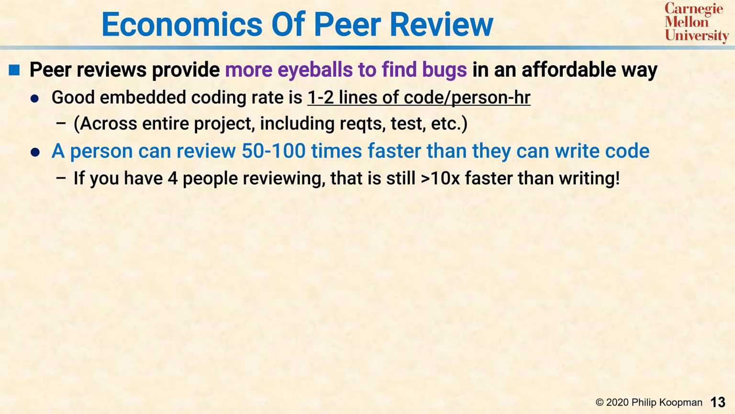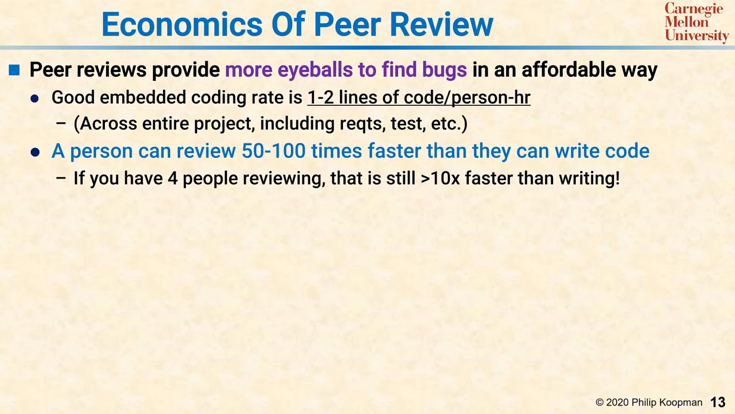I've been talking about how effective peer reviews are and the importance of doing them formally. That sounds like a lot of work, and it is common to have a reaction that those are just too heavyweight and too expensive. They just aren't worth it. So let's think a little deeper about the economics of this peer review thing. The strategy behind peer reviews is to provide more eyeballs to find bugs in an affordable way.